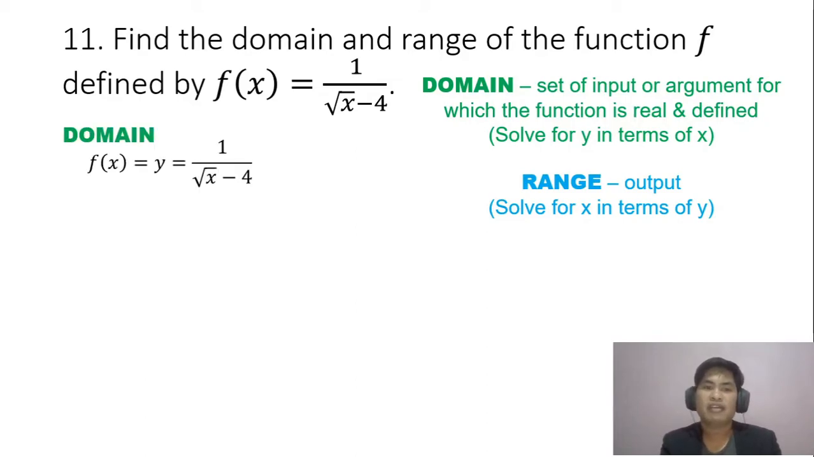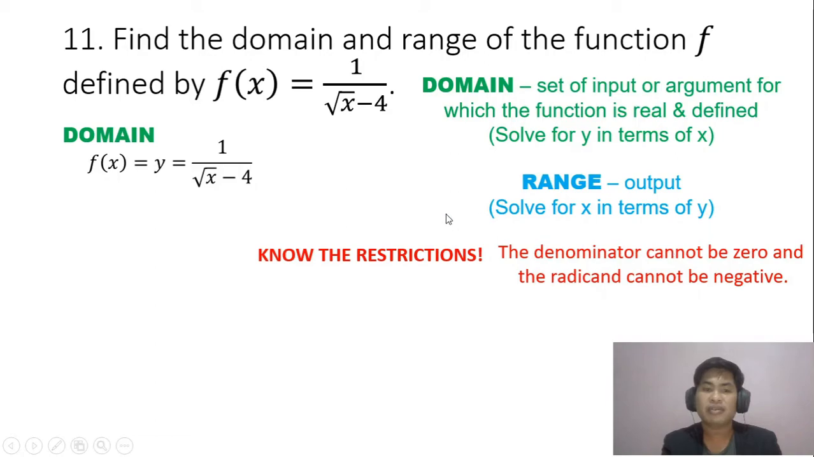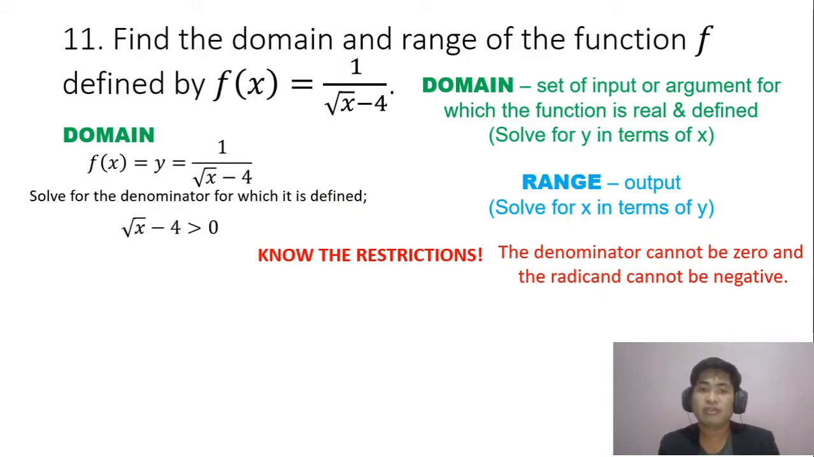So we have f of x is y, so we're going to solve for y in terms of x, which is just y. So, nakasolve na siya. We just remember the restrictions, because the domain must be real and defined. So the denominator cannot be 0, and the radicand cannot be negative. So solve for the denominator for which it is defined.